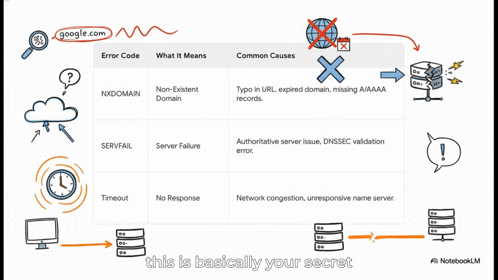This table is basically your secret decoder ring for any DNS ticket. You see an NXDOMAIN error? That just means non-existent domain. It's almost always a typo. But a SERVFAIL, that points to something deeper. The domain is real, but the server that's supposed to have the answers is failing or misconfigured.